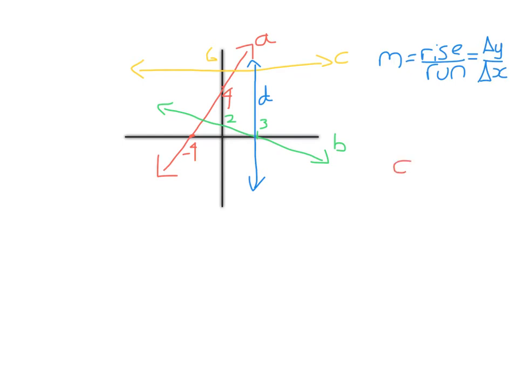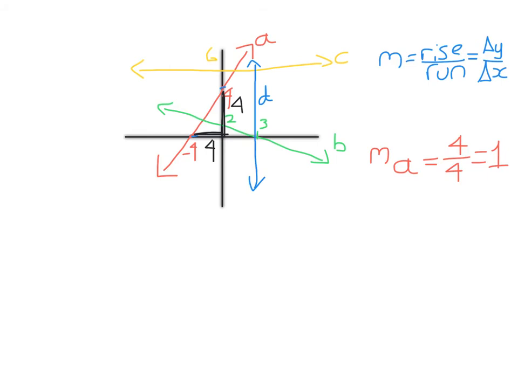So let's start with line A. All we need to do to find the gradient is know 2 points. So we know that A goes through this point here and this point here. Always start at the leftmost point. So what happens to go from this point here to this point here? We need to go across 4 and we need to go up 4. So the gradient of A, I'll call that mA, is: rise is 4 because we've gone up 4. We've gone across 4. 4 divided by 4 is 1. Line A has the gradient 1.